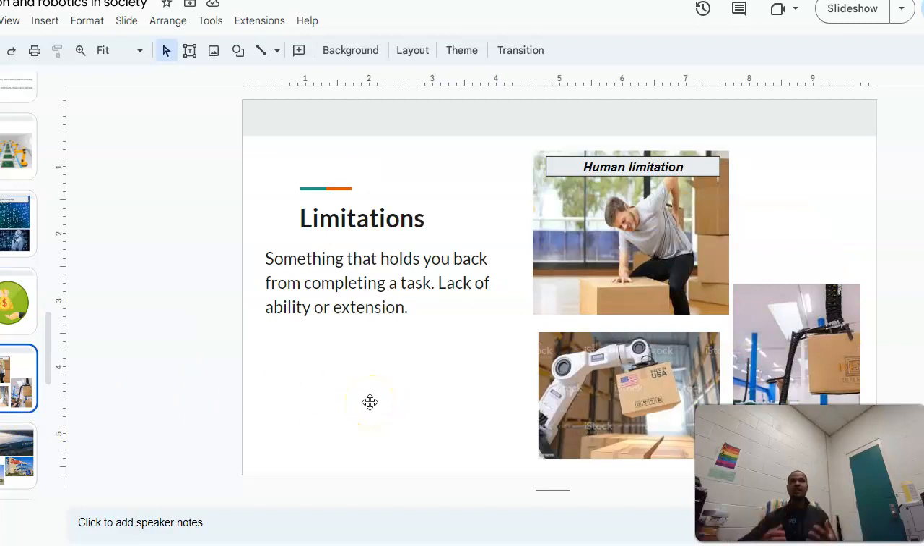Limitations is something that holds you back from completing a task. Lack of ability or extension. Like human beings, we have limitations. We can't do as much strenuous work as these robots can do. This robot can lift this box 10,000 times in a day. All right? The human will eventually get tired or may start to have some kind of physical issues.